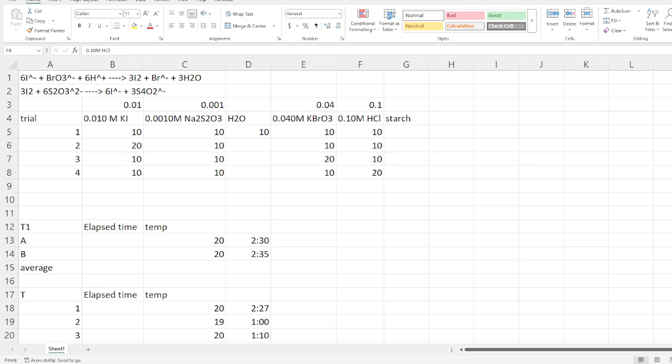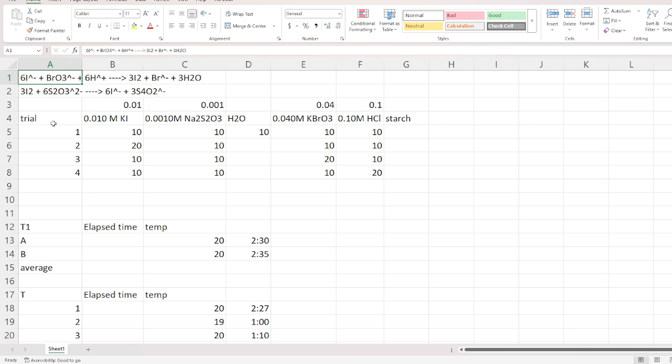Okay, with that in mind, you can see right here I have some stuff that I don't necessarily need, but here we are. Here's the chemical equation. That's 6 I minus plus bromate and 6 protons goes to 3 I2, 1 bromine minus, and 3 waters. And then those 3 I2s, in the presence of 6 S2O3 2 minus, go back to 6 I minus and 3 S4O6 2 minus. So that's the chemical reaction we're studying.